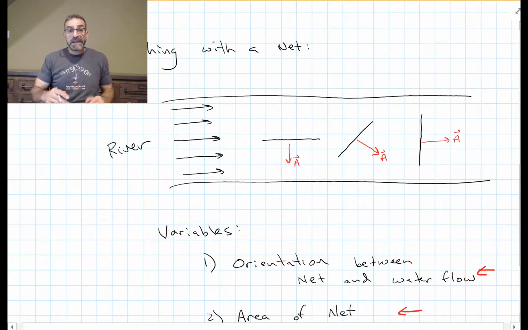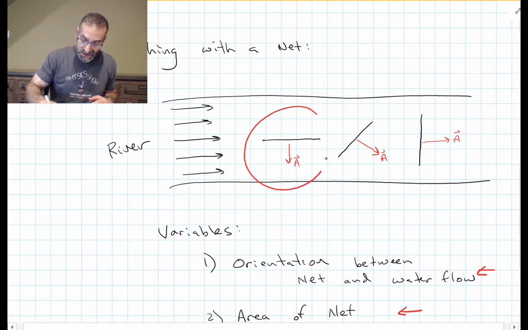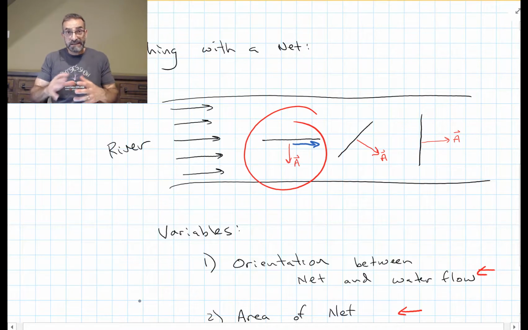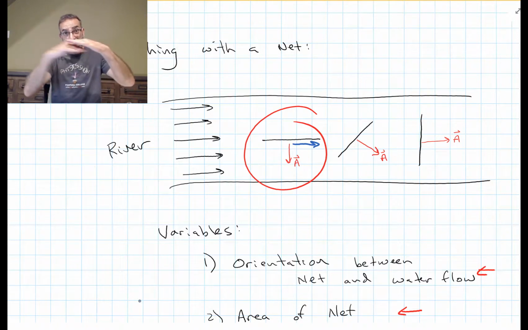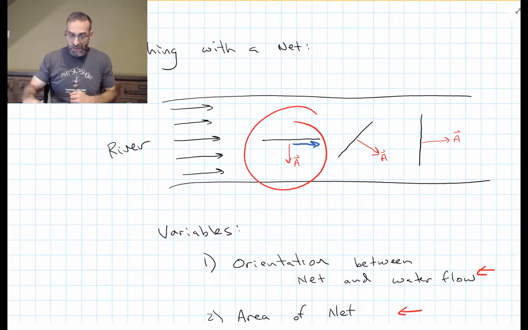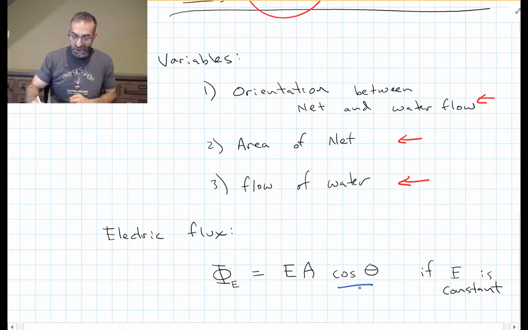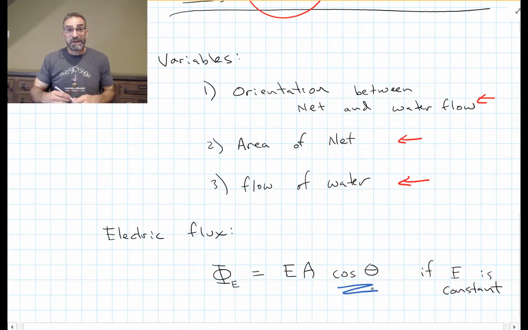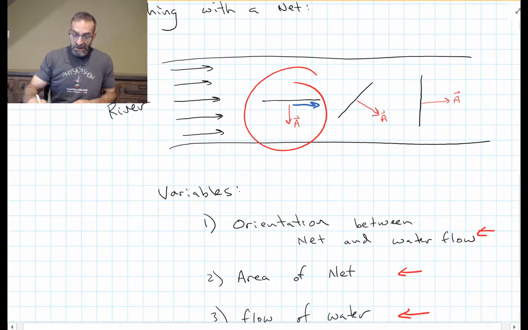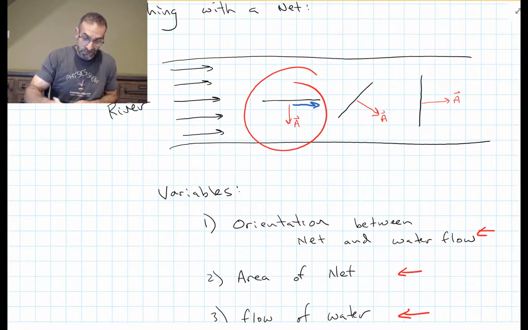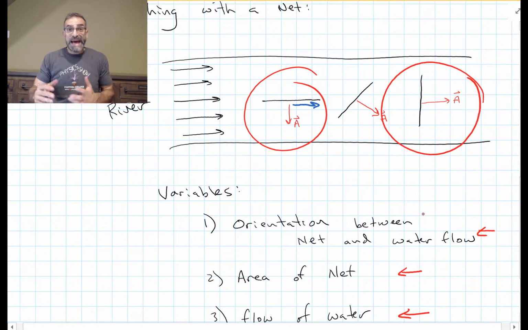So you can see that when the angle is 90 degrees, as in this case, between the area vector and the electric field, or in this case the water flow, we have a 90-degree difference between those two vectors. The surface is actually parallel to the flow of the water. That's why we use a cosine theta here. We would get 0 for the flux in that case with that orientation. But over here, we get our maximum flux.